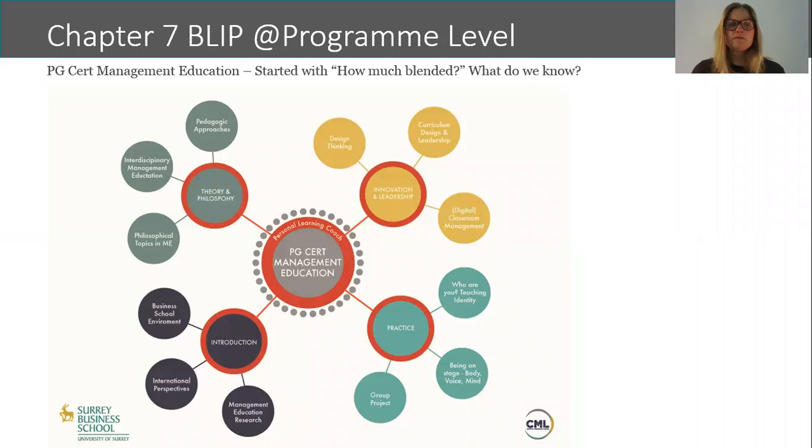So the first example that I have is from the postgraduate certificate in management education. And again, I started here with the very simple question of how much blended do we actually want and what do we know about the cohort who is going to be on the course. So this was a program that I designed from scratch, and it has 75% online learning and 25% face-to-face. So we've got 4 modules. 3 of them are going to take place online over a period of 5 months. And then in the last month, we have a 3-day summer school, which is the practice module.